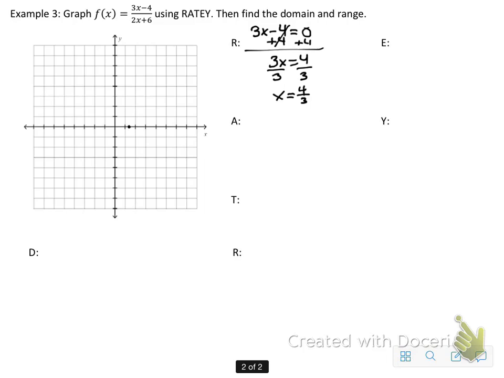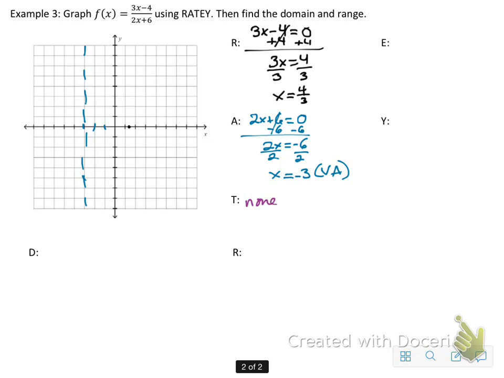For A, we set our denominator equal to 0, so 2x plus 6 now needs to equal 0. You subtract 6 from both sides. 2x equals negative 6, divide by 2. And x equals negative 3 is our vertical asymptote. That means we have a vertical dotted line where x equals negative 3. T is always none. And it's in there because in the future you could end up learning about T.